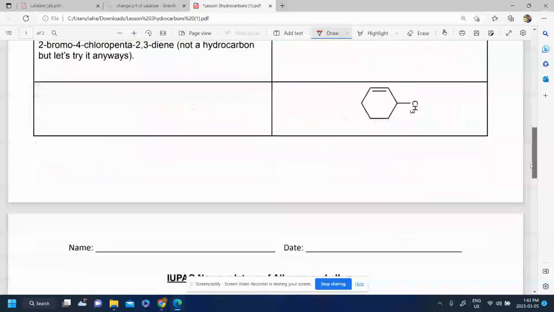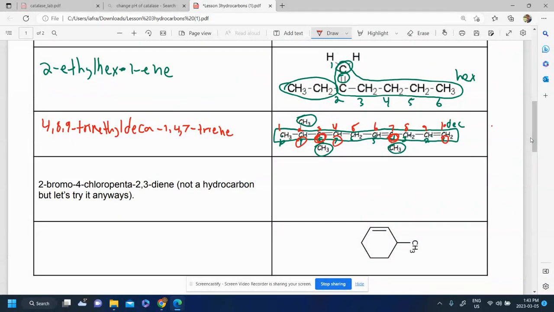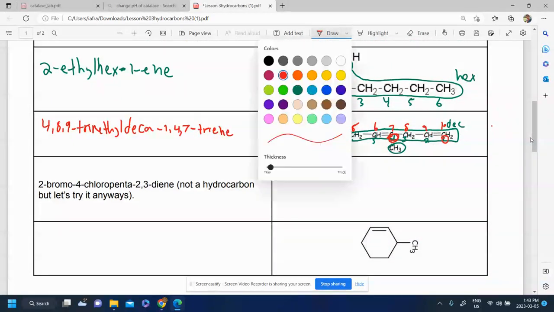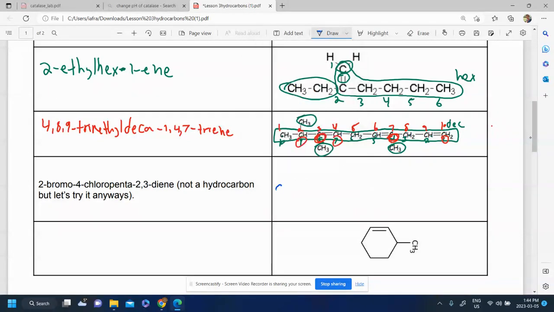So now the next one is a drawing example. So let's go ahead and try that out. Technically, that's not a hydrocarbon because there's something more in it. There's a bromo in it and a chloro in it. It's no big deal. We're still going to try it out. Very similar naming rules. You just have to know that bromo is bromine and chloro is chlorine. So we have a penta-2,3-diene. That means we have a 5-carbon chain.